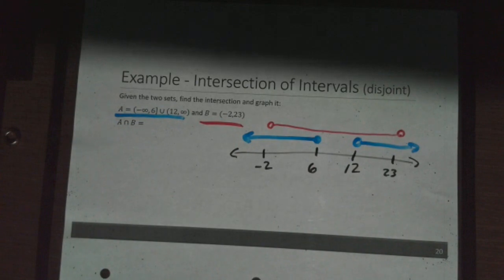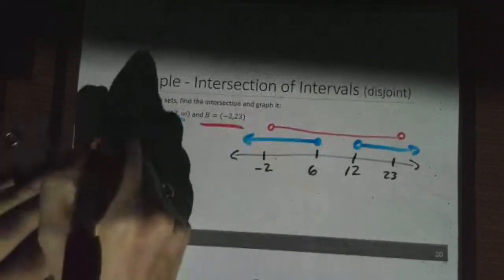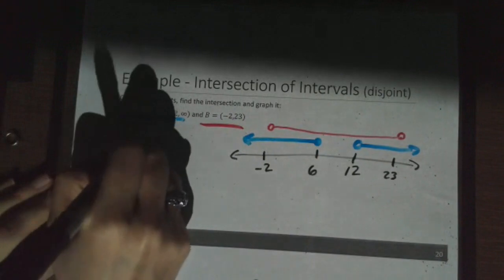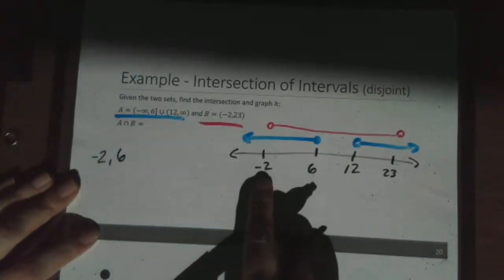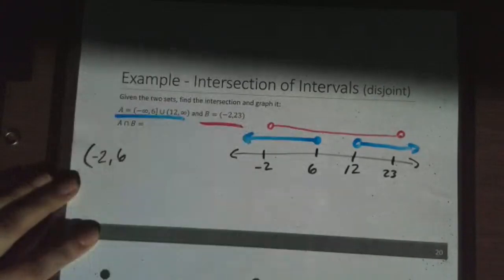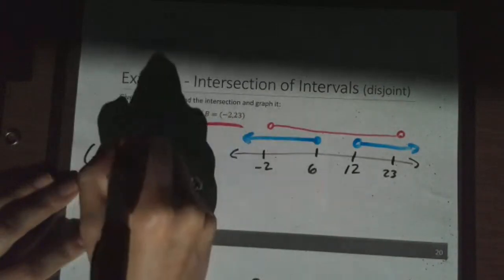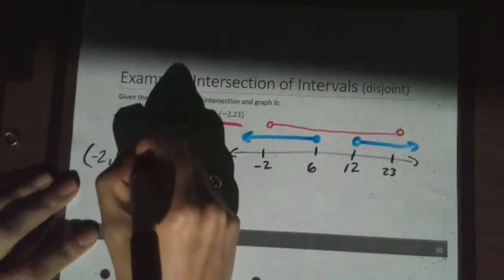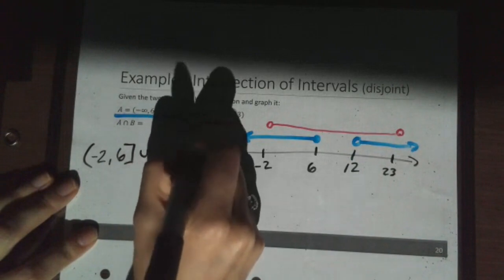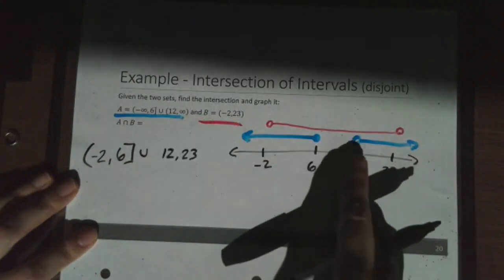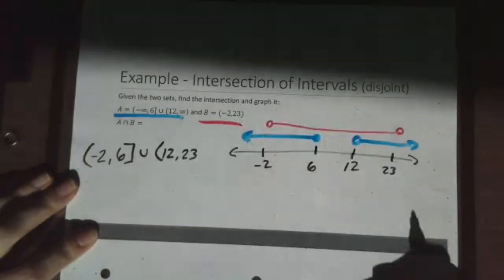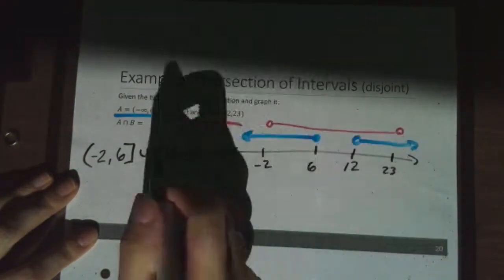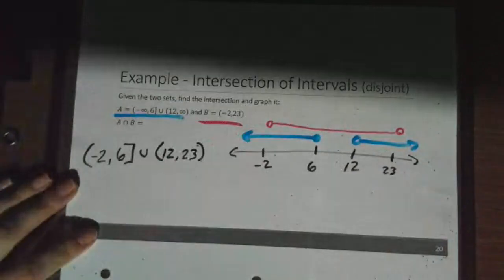Now we are looking for the intersection, so we need to be in both blue and red. So where do they overlap? Between -2 and +6. It looks like we have an open circle at -2 for red, so that'll be parentheses, but a closed circle on 6, so bracket. But then we overlap again from 12 to 23, so we'll have union 12 to 23. We have an open circle for blue at 12, so parentheses. We have an open circle at 23 for red, so also parentheses.